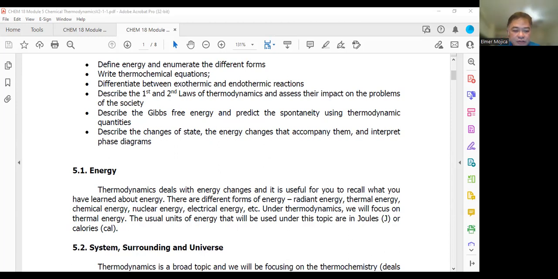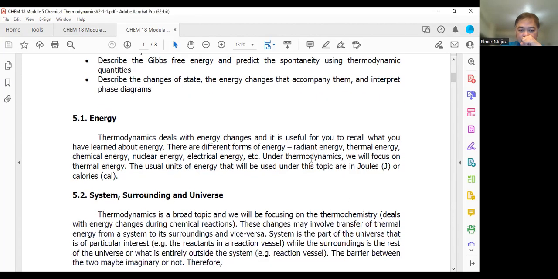Okay, so if we're going to look at the notes that we have, I'm trying to use it with the notes that you have. So when we're talking about thermodynamics, it deals with energy changes. Usually if we're talking about thermodynamics, it answers the question, will the reaction happen? And if the answer is yes, the next question is how fast is the given reaction? So that's thermodynamics.